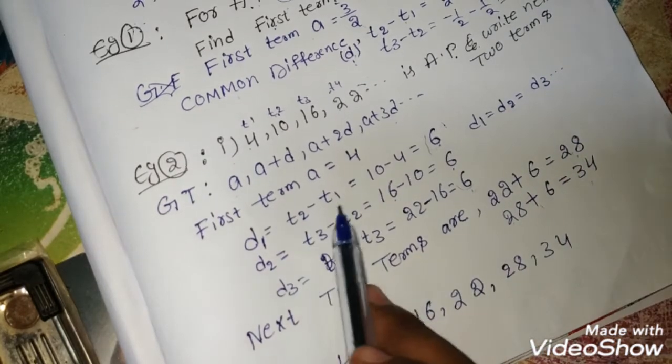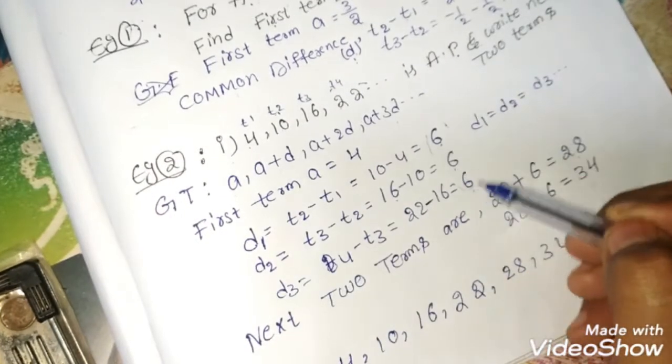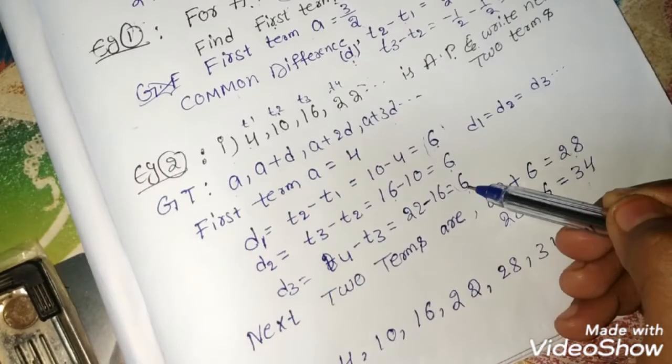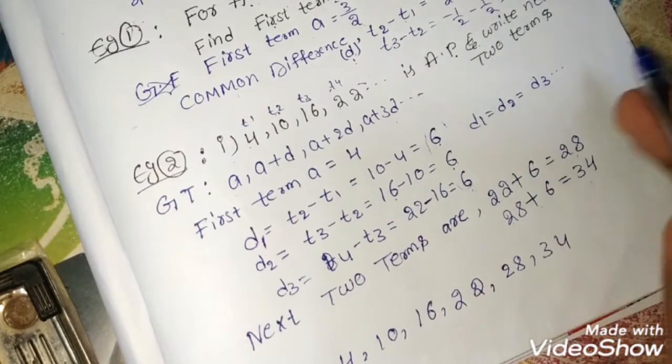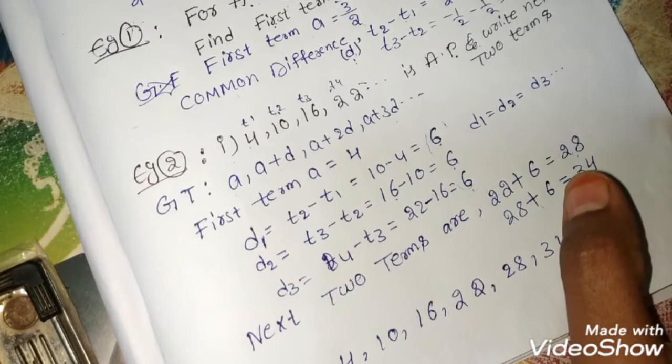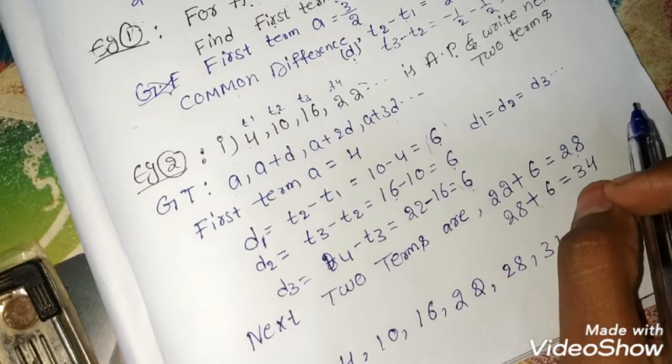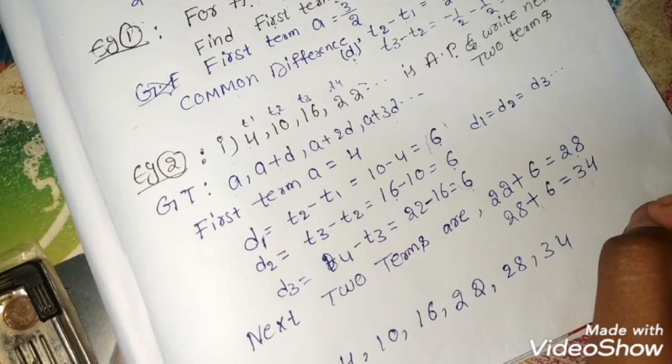So here D1 is equal to D2 is equal to D3 and so on. So this is an arithmetic progression, because we get a constant term here: 6, 6, 6, 6. If you get 6, 5, 4, like that, it means this is not an arithmetic progression. Okay, what is an arithmetic progression? We need the difference to be constant. Then the sequence is called an arithmetic progression.